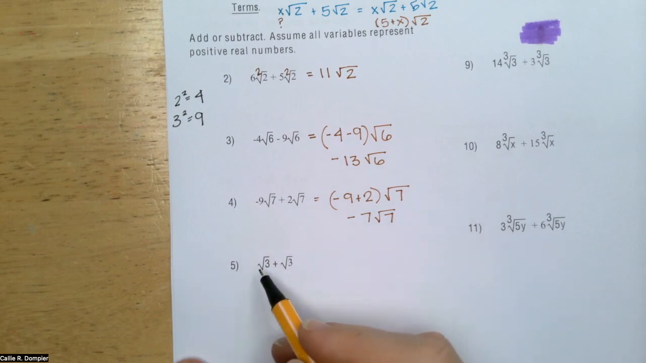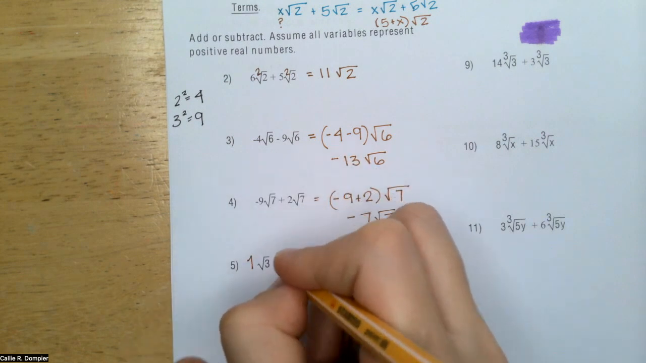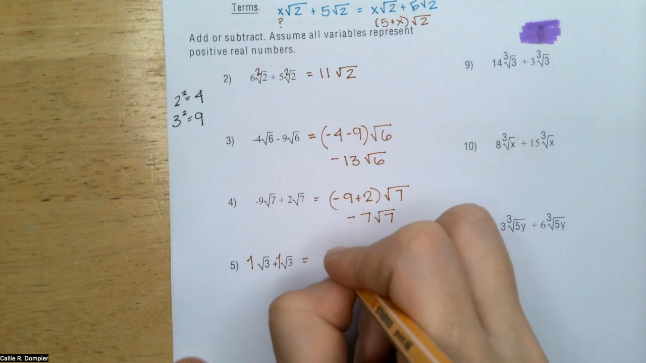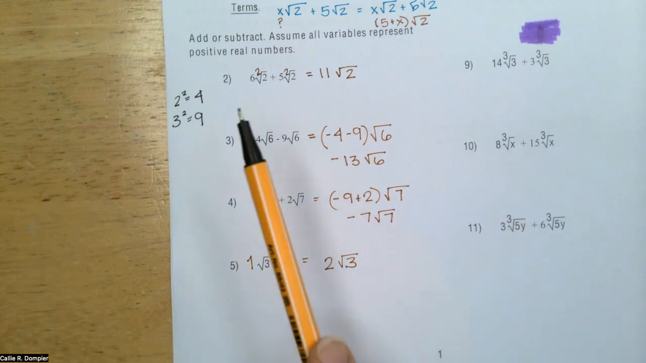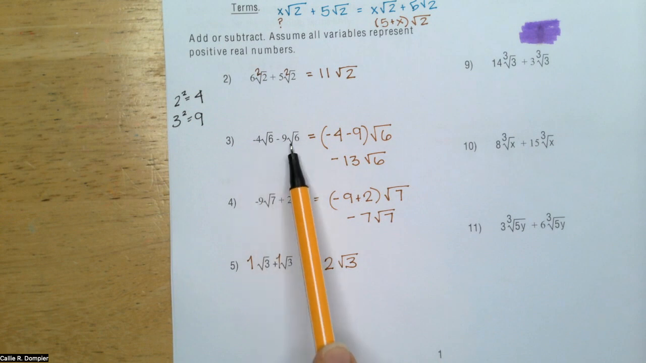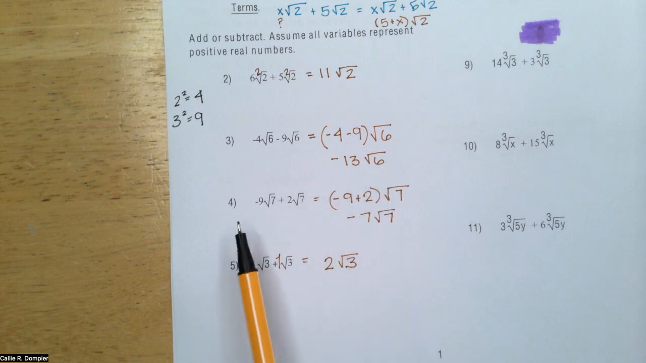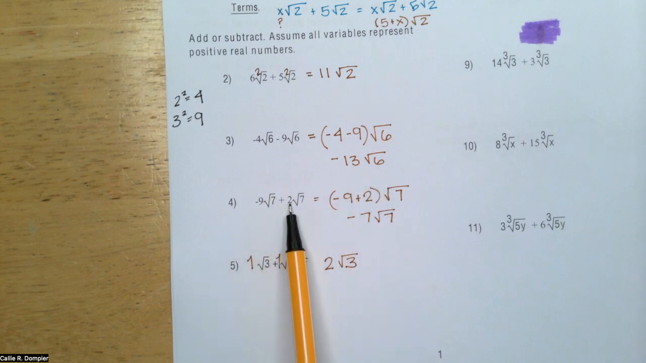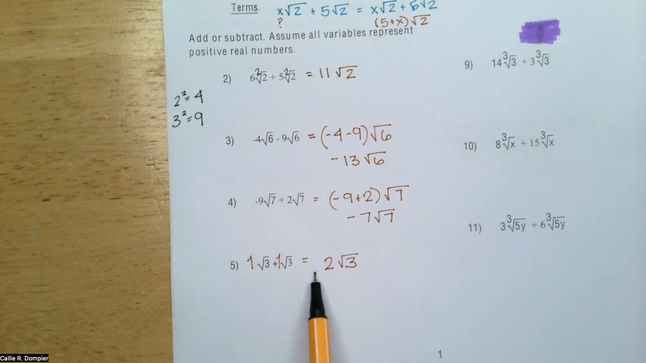I get another square root of 3 plus square root of 3. It's 1 square root of 3 and another square root of 3. 1 plus 1 is 2 square roots of 3, right? Because that's how we've been talking about it. We've been saying I have a negative 4 of them and I have negative 9 of them. Together, I have negative 13 of them. Negative 9 of them and positive 2 of them becomes negative 7 of them. 1 of them and 1 of them is 2 of them.